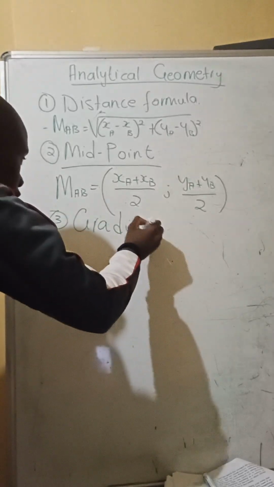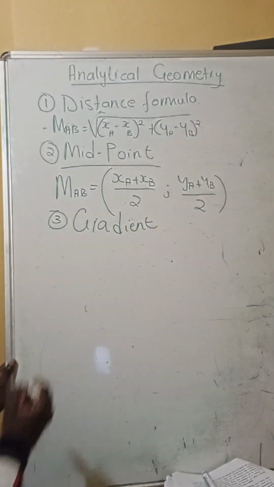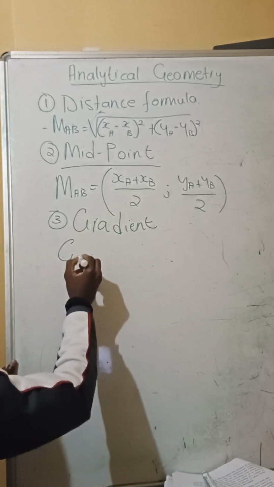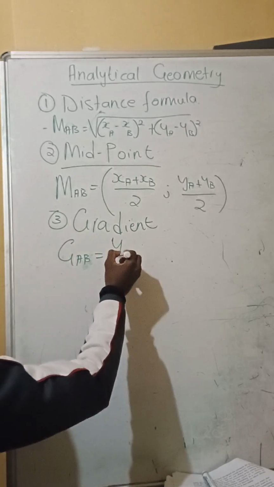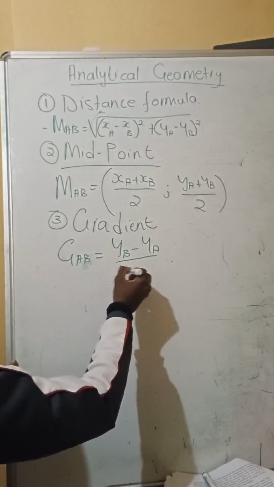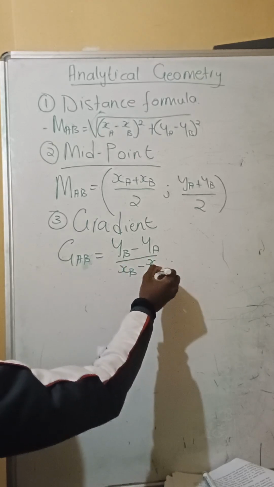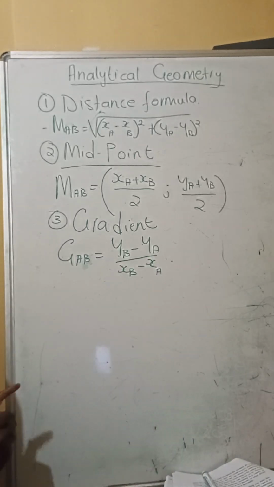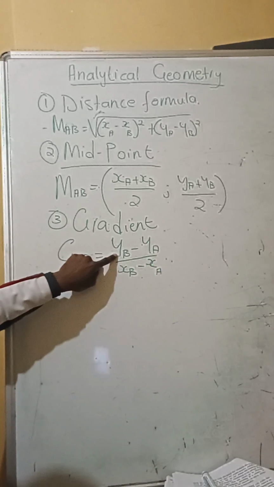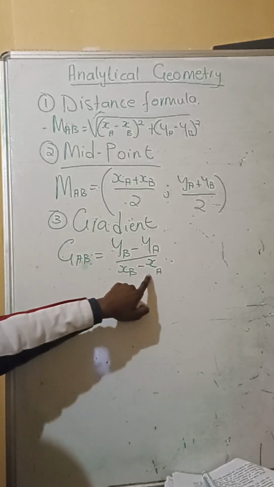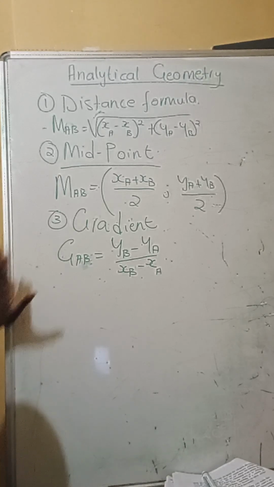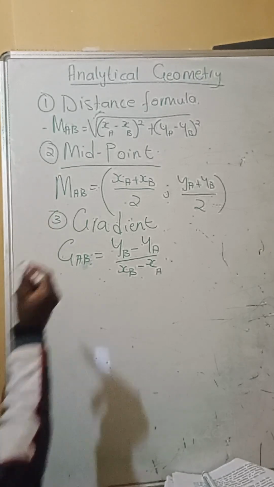The third formula is what we call the gradient. They will ask you to calculate the gradient. For gradient, I'm just going to use G. Let's keep on using A, B: G of AB is equal to y of B minus y of A all over x of B minus x of A. For gradient, you can start with either A or B, it's up to you. But if you put y of A minus y of B, even your denominator must be x of A minus x of B. This is the third formula that we are going to use.